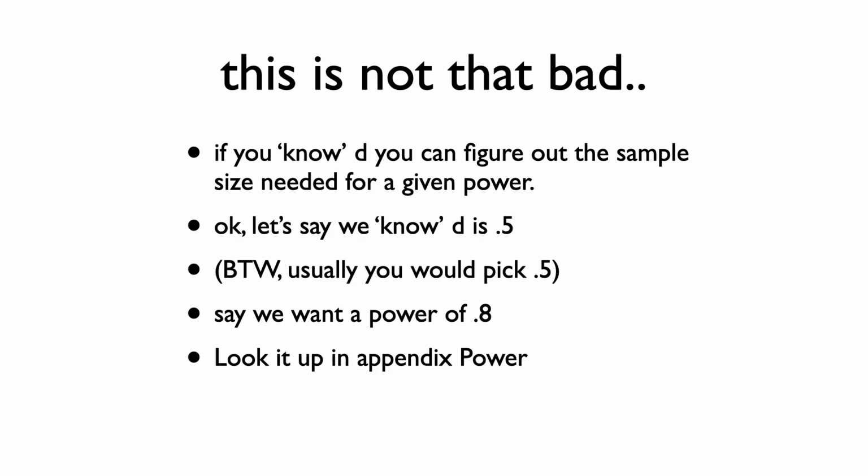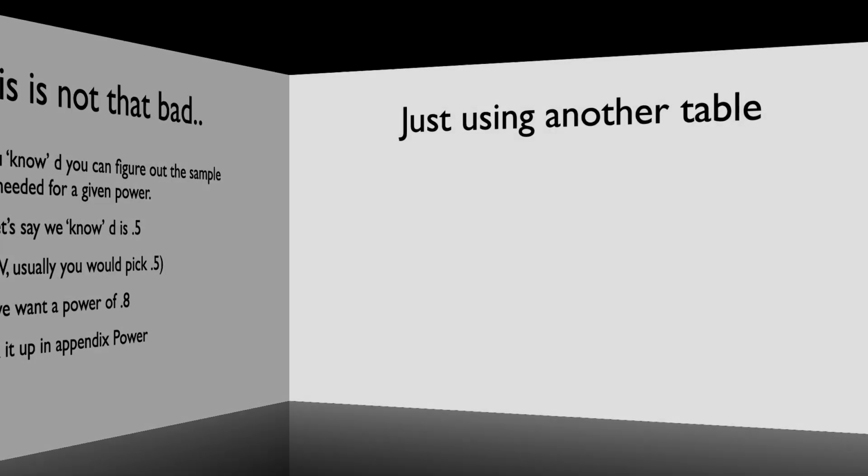Okay. So all you're going to be doing here is just using a different table. You're just using T tables, Z tables. This is just the power table. Now, this is the problem. So, if we say that D is going to be equal to 0.5, that's the difference we're interested in. We're saying 1 minus beta is going to be 0.8. We want a power of 0.8. We want a difference of 0.5.